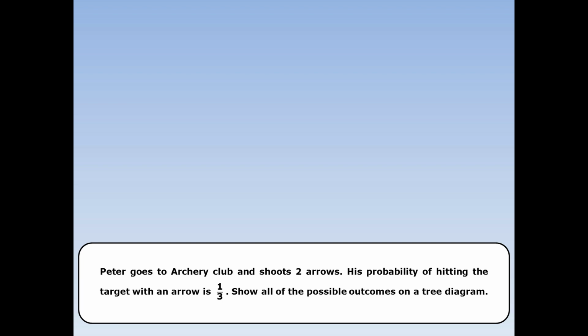Peter goes to archery club and shoots 2 arrows. His probability of hitting the target with an arrow is a third. Show all of the possible outcomes on a tree diagram.